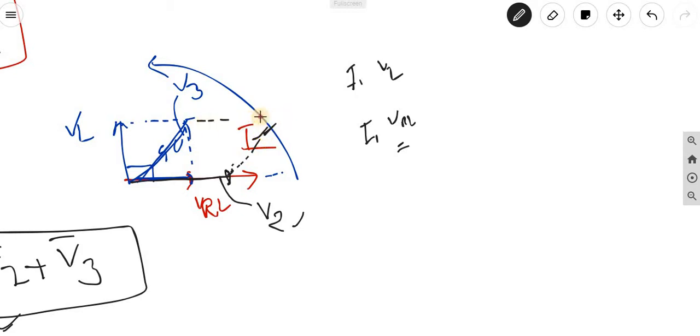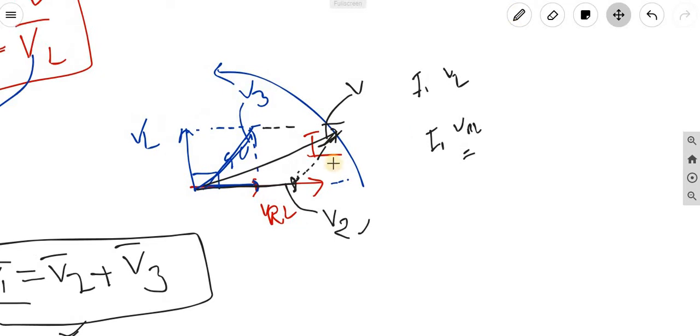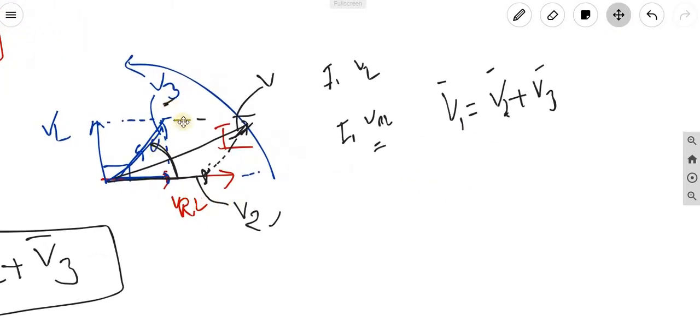Draw a parallelogram. Now suppose you have to find the angle between V2 and V3, where V1 is the resultant. How will we find it? As we know, V1 is V2 plus V3. So how can you find the angle between V2 and V3?